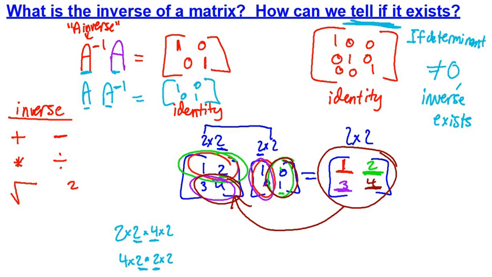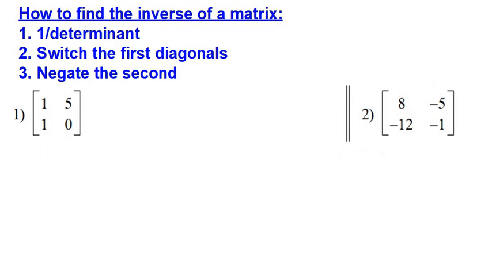Now that we know what it is and how to tell if it exists, I'm going to show you how to actually find it. It's kind of a three-step process. We'll look at a matrix here, and you have to do three things. You have to find the determinant, because remember the determinant is what tells us if it even exists or not. And then you have to put the determinant under the number 1, so 1 over the determinant. The second thing we have to do is switch the order of the first diagonal in this matrix, and I'll show you how to do that in just a second. Then finally negate the signs on the second diagonal. So let's do that.